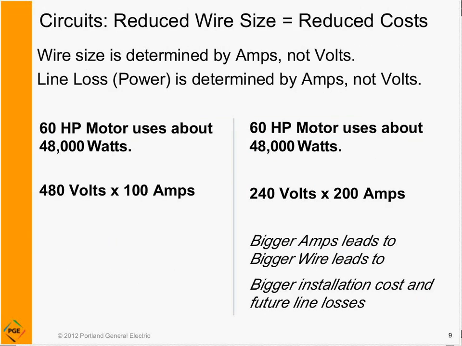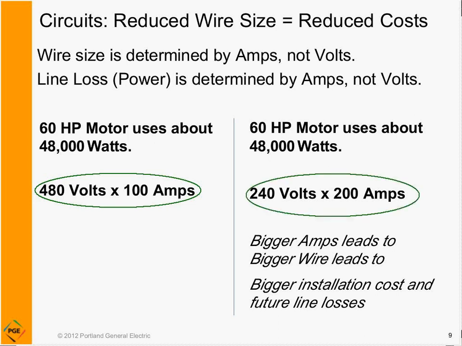So let's talk about circuits, another aspect of using this formula where it can save you money. We talked about volts times amps equals watts. So I have here two motors, a 60 horsepower motor on the left and a 60 horsepower motor on the right. They both are 48,000 watts, so they have the same efficiency rating. But in one case, it's 480 volts that you need at the plug, and in the other case, it's a 240 volt unit.